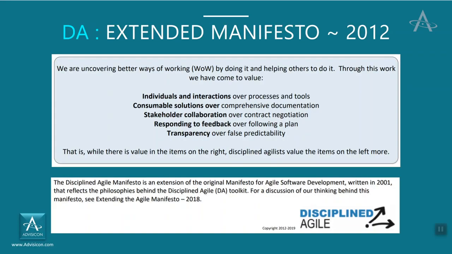So on our slide here, we have the extended manifesto that was really redefined about 2009 to 2012. And the intent was that individuals and interactions are certainly important, but when we talk about what's on the left versus the right, it's not just about the people and the interaction, which is important, but now we're talking about consumable solutions.